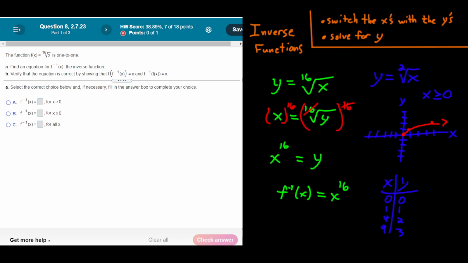And let's see if we can figure all this out. Using the knowledge that we have from here, we're going to use that to answer all of these. So let's see, select the correct choice below. If necessary, fill in the answer box to complete your choice. So now these are the inverses. These are the domain of our inverses. So what is the domain of our inverse here? The x to the 16th power. In order to figure that out, I'm going to need some more room first of all. So let's just erase all of this.